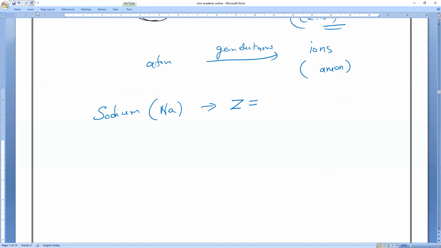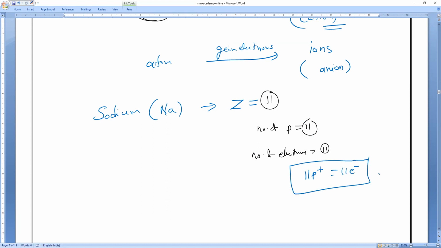Gokul? Kavya, Agalya, what is the atomic number? Make it quick, everybody. What is the atomic number of sodium? 11. Clear? So now, if you have noticed, sodium has the number of protons also 11. The number of electrons is also 11. So 11 protons equal 11 electrons. So the atom is electrically what? Electrically neutral. Understanding? So no charge will be there.